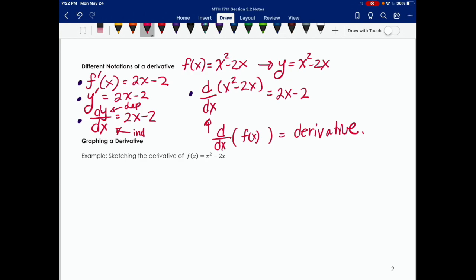Now, lastly, I want to show you the notation for finding the derivative at a specific point. Let's say I wanted to find the derivative at 3. Then I would write the derivative at 3 like this. Another way we could write it is dy dx, and then you have a little line, and then you have x equals 3. So these two things are exactly the same, just different ways of writing it.